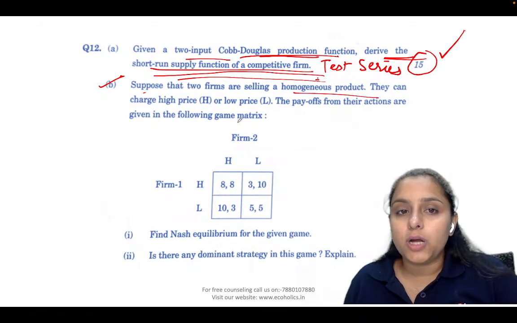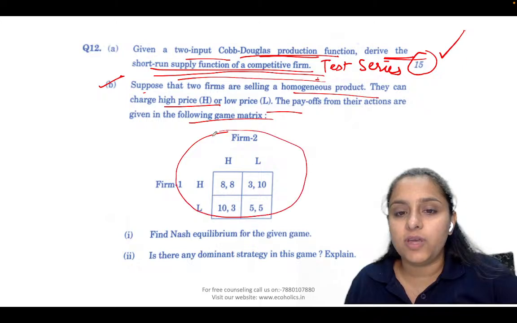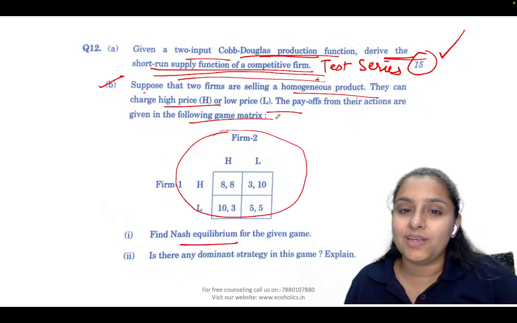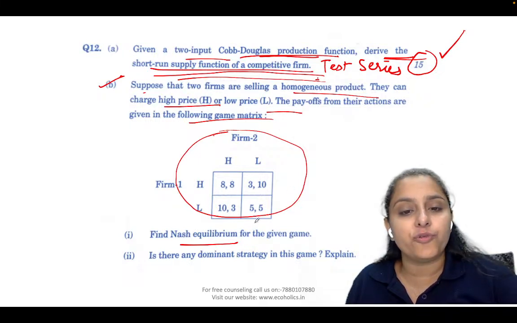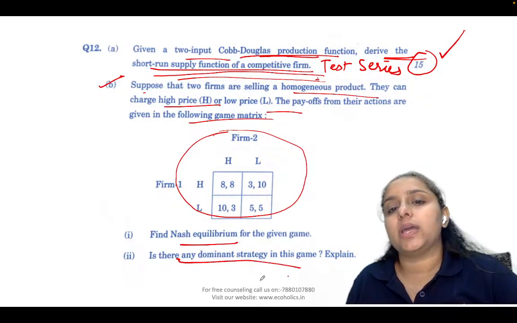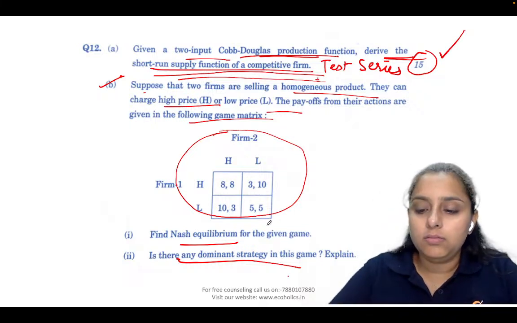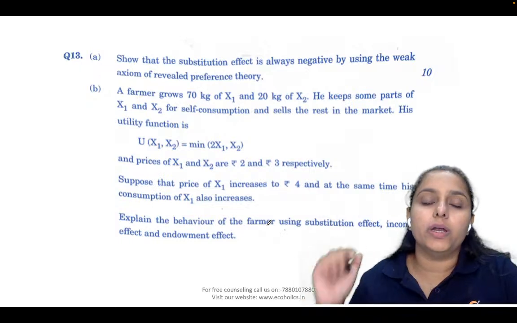Selling a homogeneous product, they can charge high price or low price, and this is the game we have here. You have to find the Nash equilibrium. Nash equilibrium finding is very easy: just check the best response and find it. You had to check the dominant strategy. If there is a dominant strategy, then tell that. If there is not, then explain it and move ahead.